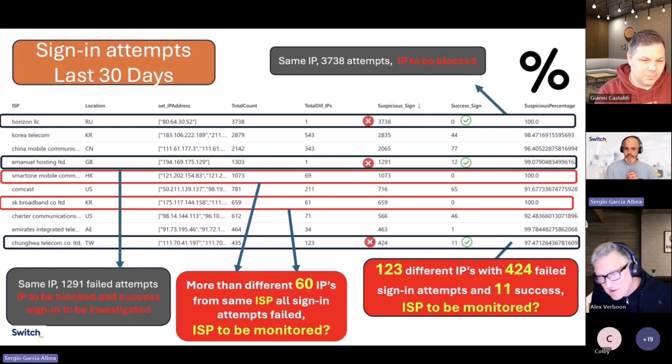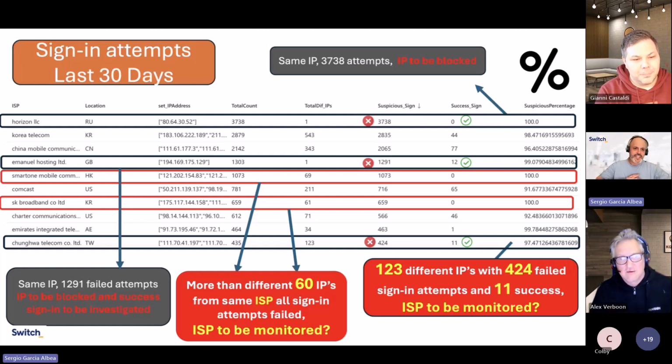And if we go with the last one, the same. Don't ask me to say the name. I'm really bad in Taiwanese. Changwei Telecom Taiwan. This one is the same. Total different IPs 123 and just 11 successes. I will totally monitor these ones too.